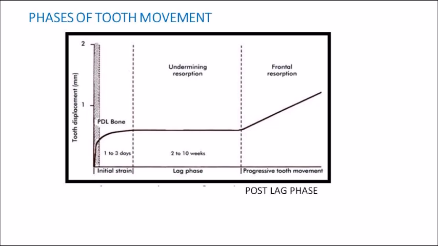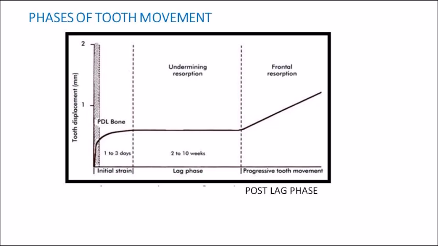So this lag phase is characterized by little or no tooth movement, and the duration of the lag phase depends on the amount of force used to move the tooth. It usually extends for 2 to 10 weeks, and the duration depends on a variety of factors like the density of the alveolar bone, the age of the patient, and the extent of the hyalinized tissue.